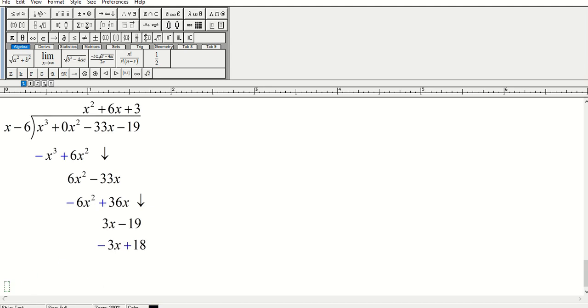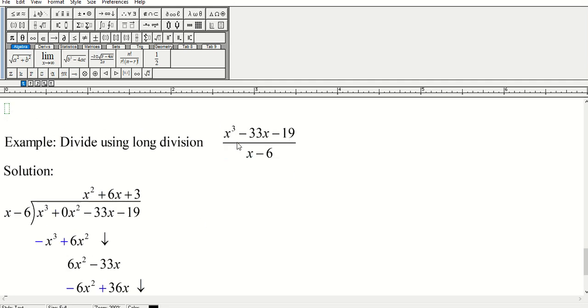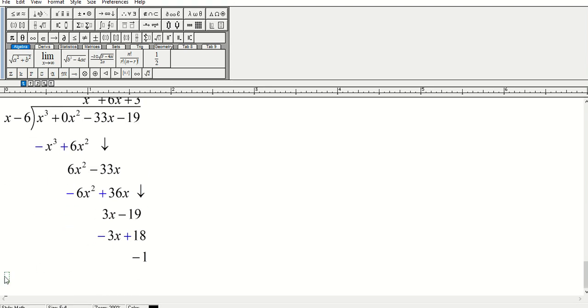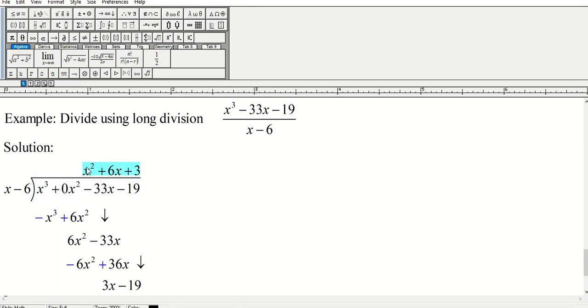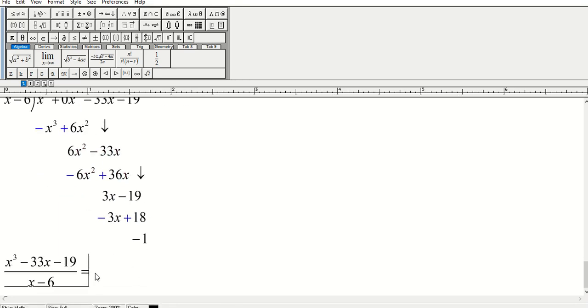We could then come up with our final conclusion. This one's going to be 0, and that'll be a -1. Right, and this is going to be my remainder. So, at this point, this thing equals this mess and then the remainder is going to be -1 over x minus 6. Okay? So there you have it.